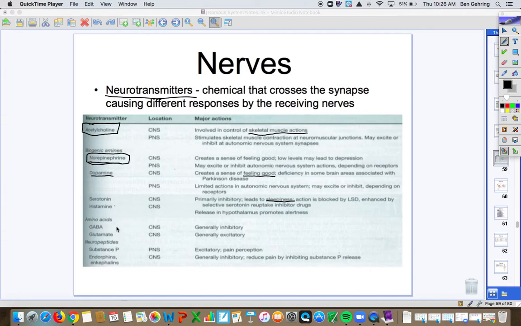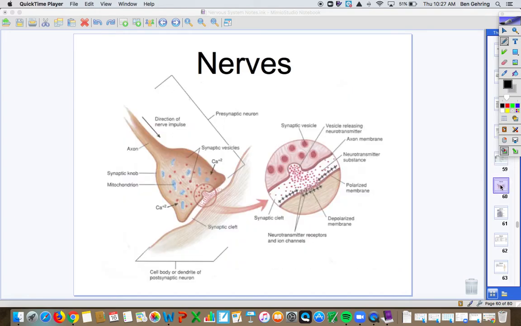Some other ones, you have GABA, you have glutamate, substance P. This is your pain perception. So substance P, the P stands for pain. So this excites your body. It tells you there's pain going on. And then you have your endorphins, which are reducing your substance P feeling and reduces the pain going on. But these are just some different common neurotransmitters. Again, acetylcholine is the big kind of important one that we use whenever we're consciously doing something, whether it's talking, moving, that kind of thing.